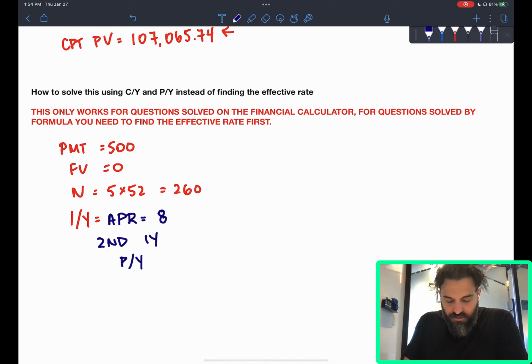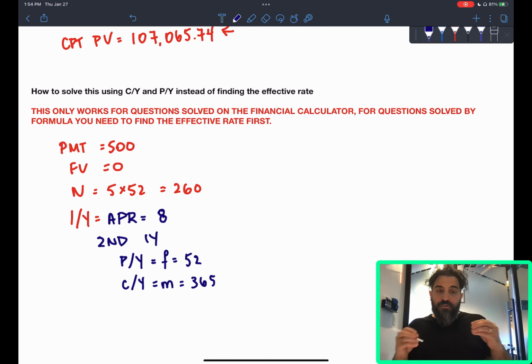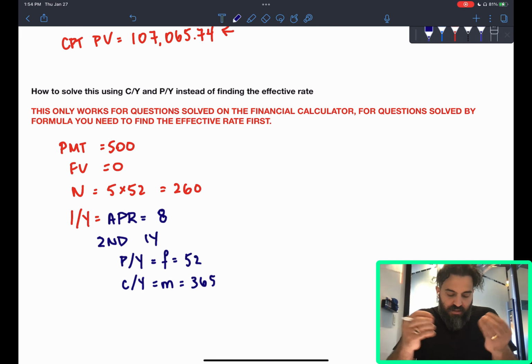You're going to have an option to enter PY, which is how the calculator calls F. So you would enter, our F was 52. And CY, which is your compounding, which is 365. So the calculator will do the effective rate in the background.